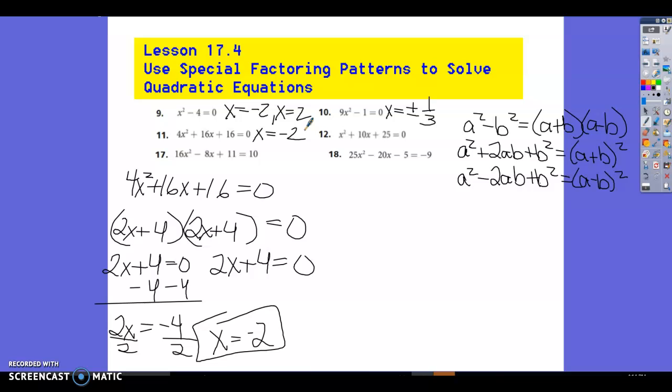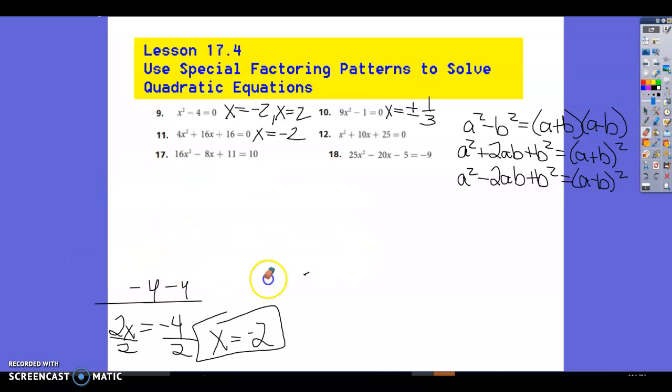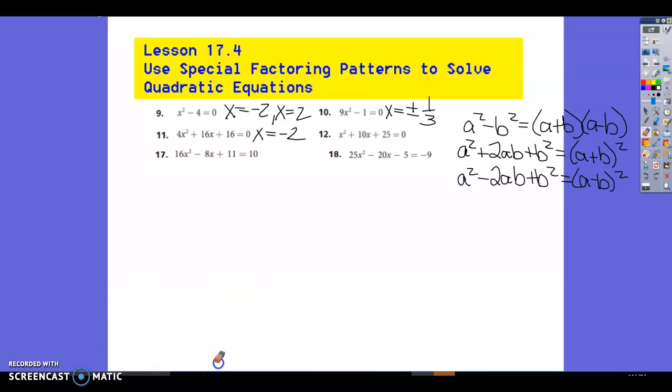All right, let's do one more real quick. I'm going to do one of the later ones because I want to make sure that we do one that you have to do a little bit more to. You have to do more steps to solve. So let's look at number 18. So let's look at this one right here.